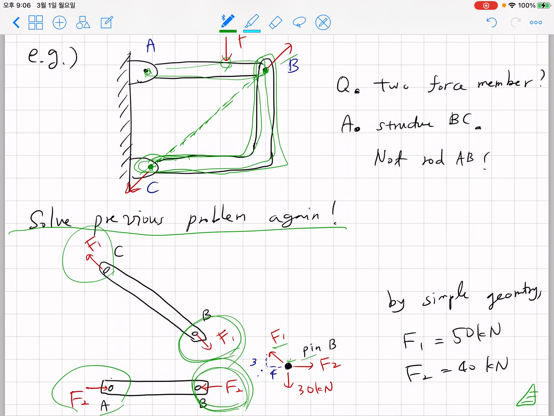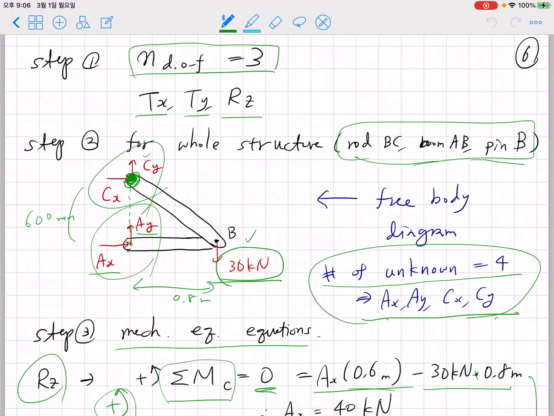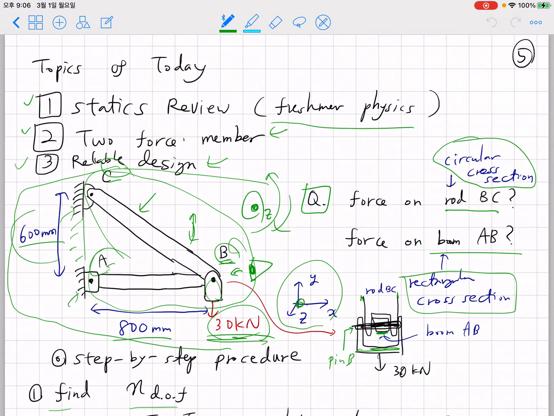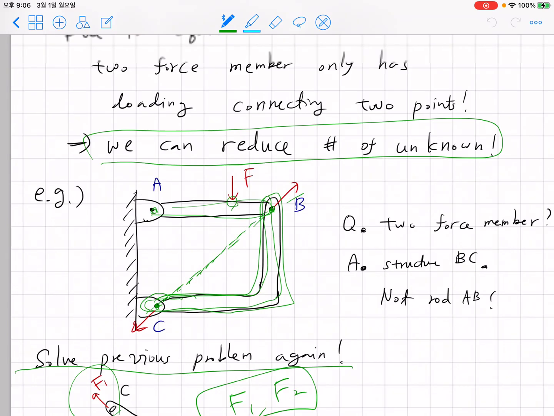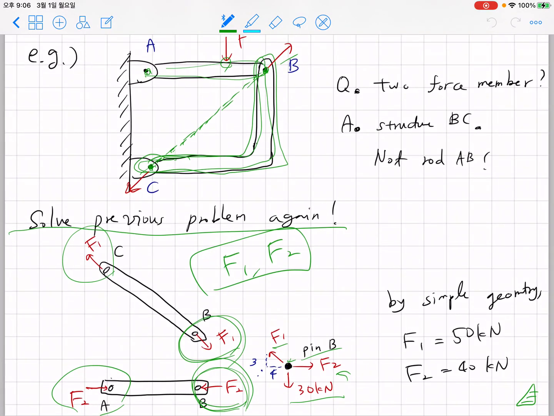Okay, so the forces acting on pin B must be the 30 kilonewton external force, F1 due to rod BC, and F2 due to boom AB. Okay, so there are only 2 unknowns, and the direction of a force. We can identify the direction of a force from this geometry. The ratio is 3, 4, 5, with 600 millimeter, 800 millimeter, and 1000 millimeter. Okay, 3, 4, 5 ratio. So you can identify the direction completely. So with this consideration and only two unknowns, you can solve this problem really easily.